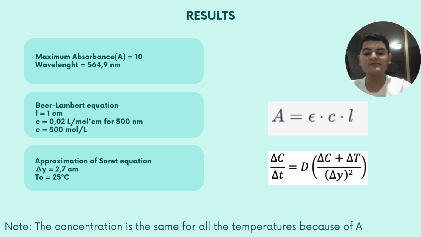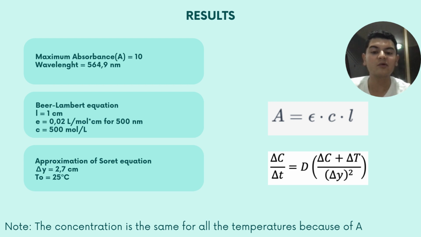And with the approximation of the equation, we have here the distance that we defined before in the methodology, which was 2.7 centimeters, and our initial temperature, that is 25 degrees. In our note, we said that the concentration is the same for all the temperatures because of A.